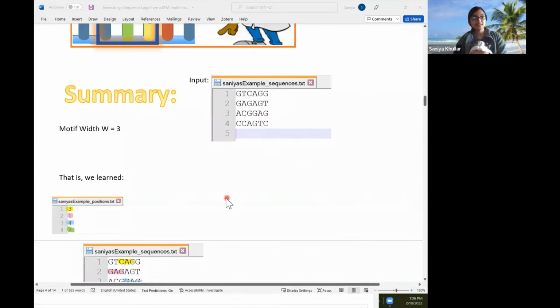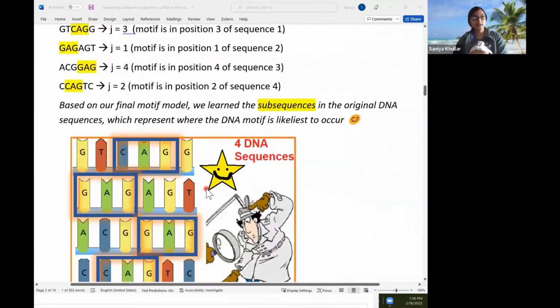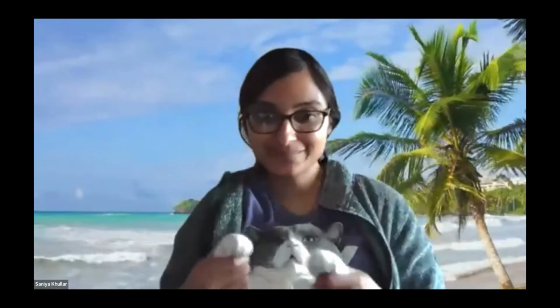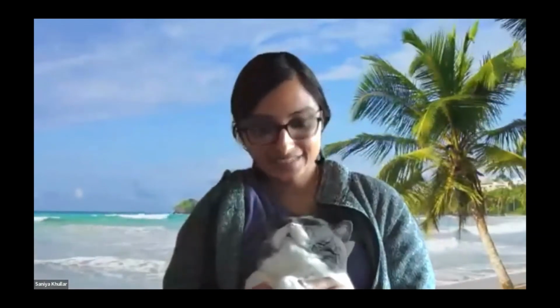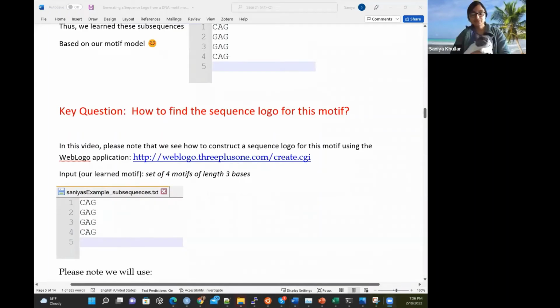This is representing what we learned in our probability weighted matrix. We applied it and also found what this would be here. So this is the question that hopefully I tied in with the multiple expectation maximization approach for motif elicitation. But now we're going to see how we get this sequence logo. That's the key question. Now we're going to see how to construct the sequence logo.